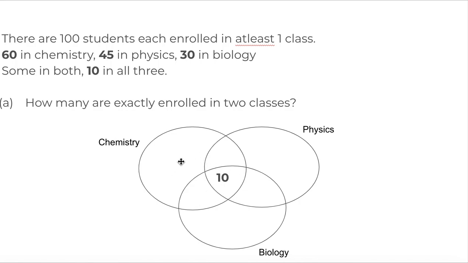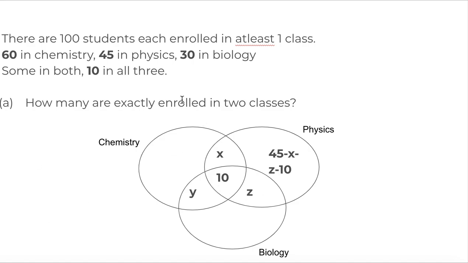This is only chemistry, only physics, and only biology. Now we know that, let's first put in x, y, z for those exactly enrolled in two classes. So I need to find out x plus y plus z at the end of the day, because I want to find out how many are exactly enrolled in two classes. That's x, y, and z.